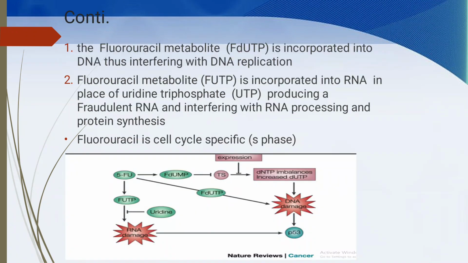The second mechanism, the fluorouracil metabolite is incorporated into the DNA, thus interfering with DNA replication. And thirdly, fluorouracil metabolite is incorporated into RNA in place of uridine triphosphate, producing a fraudulent RNA and interfering with RNA processes and protein synthesis. So fluorouracil is cell cycle specific. It's more concentrated in the cell cycle, specifically on the S phase, and the diagram below shows all the three mechanisms of fluorouracil.